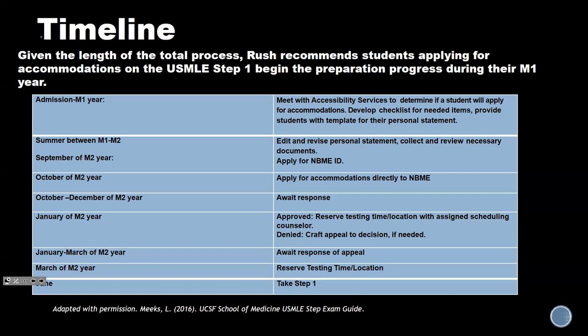We generally start getting responses if my students submit end of September, early October. We generally hear things before the end of the calendar year or early into January. If they're approved, my students reserve their testing time and location. If they are denied, we still have some time to craft an appeal decision if needed and or have that discussion of do they want to appeal that denial. And if they choose to, we go through the process. We do our best to get updated documentation, resubmit, await the response of the appeal, and if it comes back, reserve their new testing at their location and take Step 1.